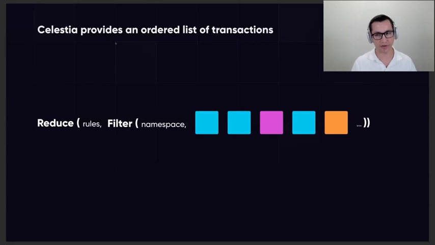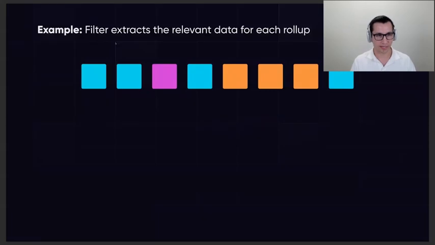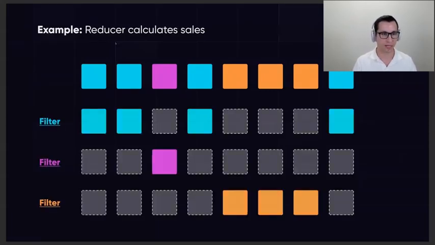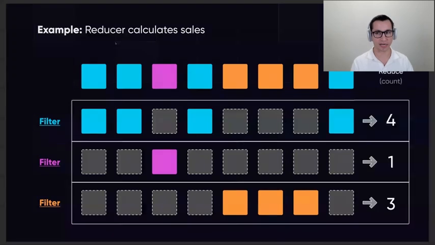And this is, I think, a very useful mental model. So let's just run through a quick example. We have all this data on Celestia from different rollups. Now we filter out each color, and these are the namespaces for each rollup. And now we run a reducer function on each of these lists of data, and we get some sort of state calculation. And this is how a rollup works.